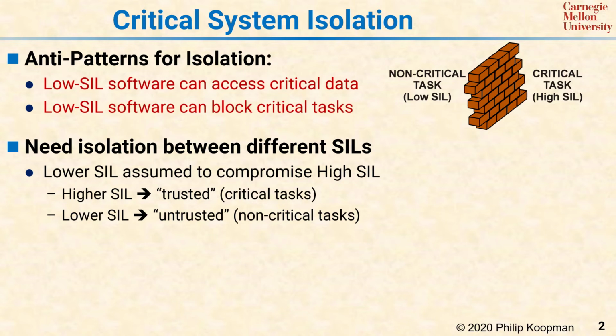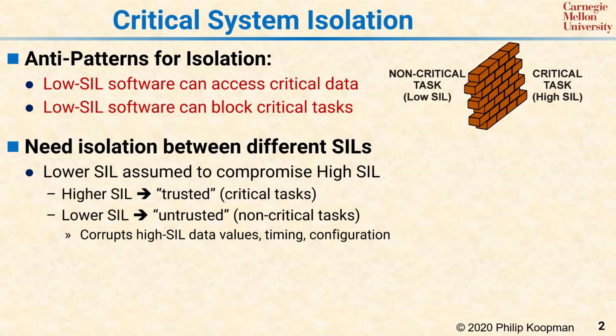That's because less engineering rigor was used to ensure that the low SIL software is actually correct, and that includes less rigor used to check whether there are bugs in the low SIL software that could corrupt other software in the system. Those bugs could take the form of corrupting data values, affecting timing, changing hardware configuration, or other interference. Because the lower SIL software could crash or corrupt the system operation, you need isolation.